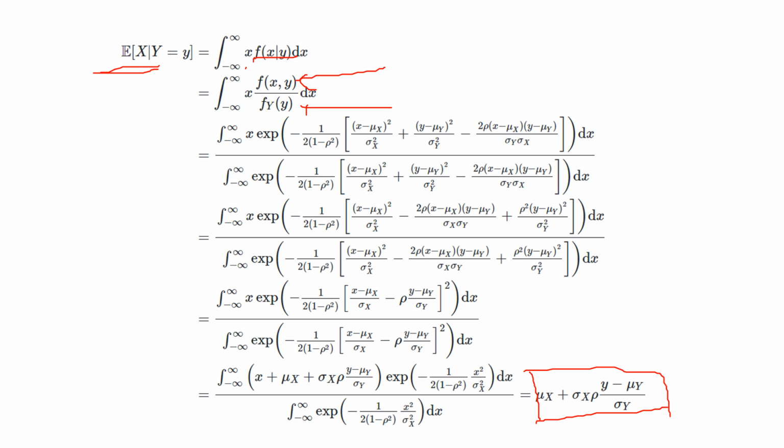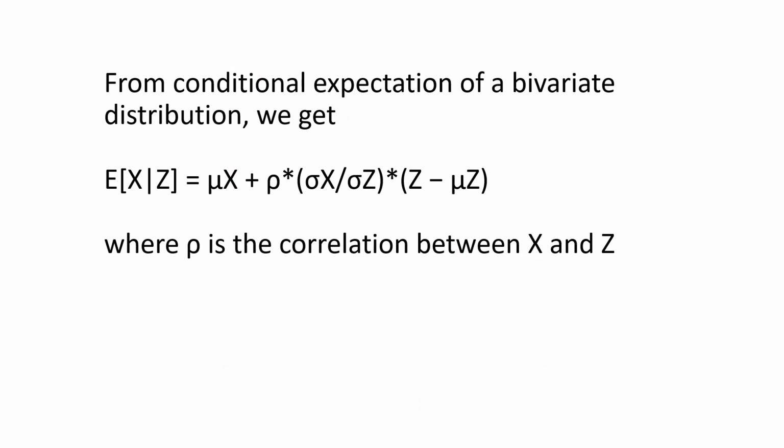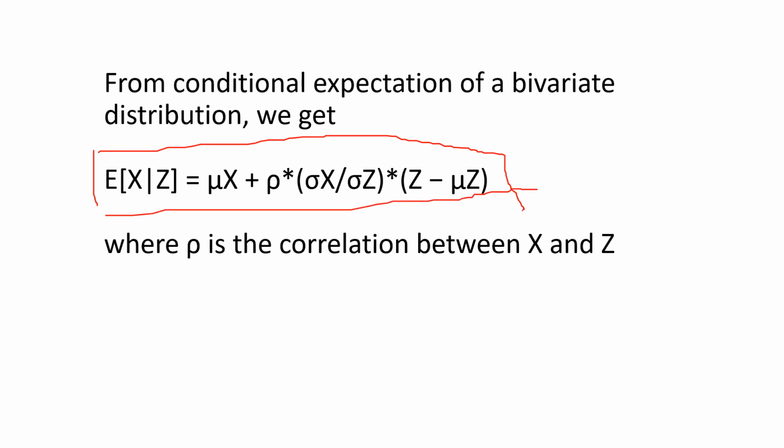Now there's more than one approach to solve this. You don't necessarily have to use integrals. You can just solve this using expectations. Now we know that the bivariate conditional expectation is given by this equation here, where rho is the correlation between x and z.